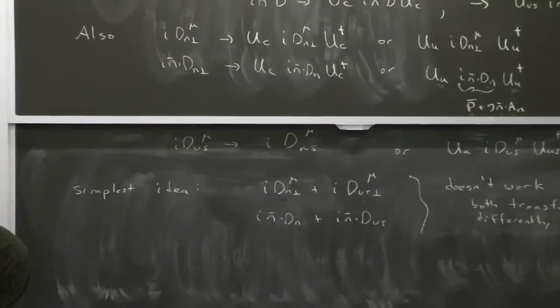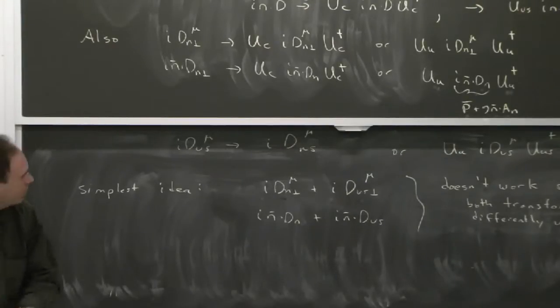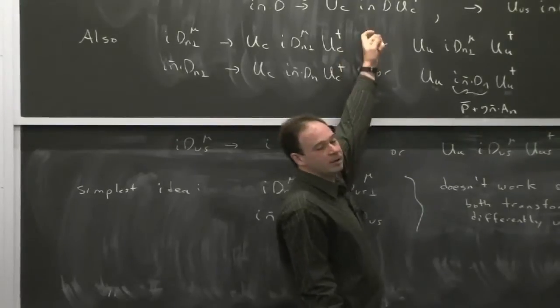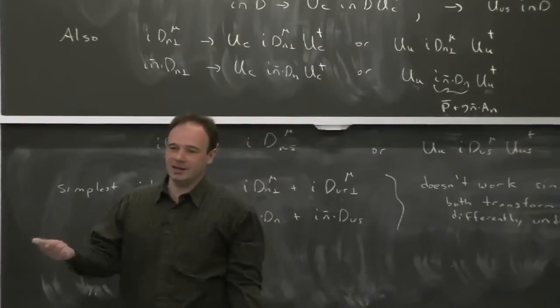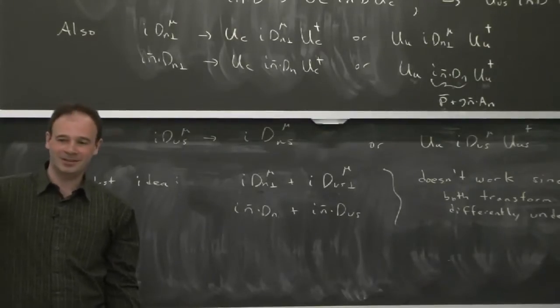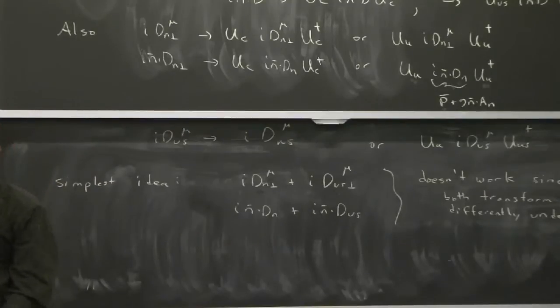The A ultrasoft never transformed under the collinear, right? So how does this work out? The reason that this works out is because there was an n dot A ultrasoft field in the gauge transformation of the collinear n dot A field. That's why it works out.